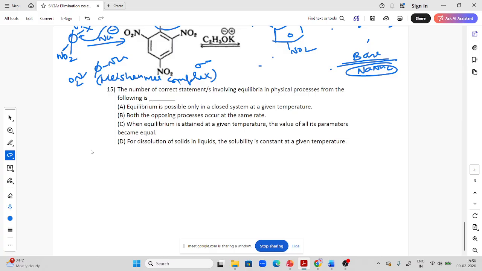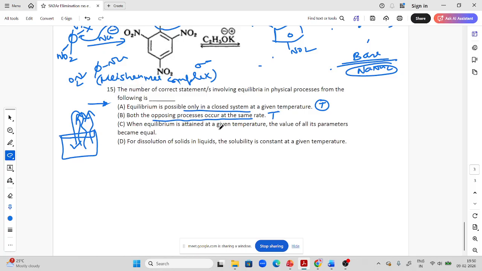B and D is correct, ma'am. Okay, what about A? A is false, ma'am. I think it's correct. A is true. The statement is just from your NCERT. See, if it's an open container, why do you think the reaction should go the reverse way? It should always go the forward way only. So equilibrium is possible only in a closed container. That's correct. And both the opposing forces occur at the same rate. That is also true here.